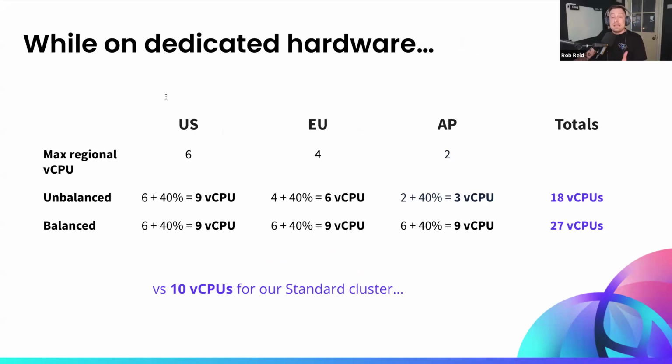And this is what it might look like on dedicated hardware. Not forgetting the 40% headroom that you would be recommended to apply. If we are running the same workload as before on dedicated hardware, the smallest virtual CPU configuration you might require would be 18 virtual CPUs. If we take the 6 vCPUs required for the US, add 40% and round up, we've got 9 vCPUs, 6 in Europe and 3 in Asia Pacific. That is an unbalanced workload and it would require 18 vCPUs.